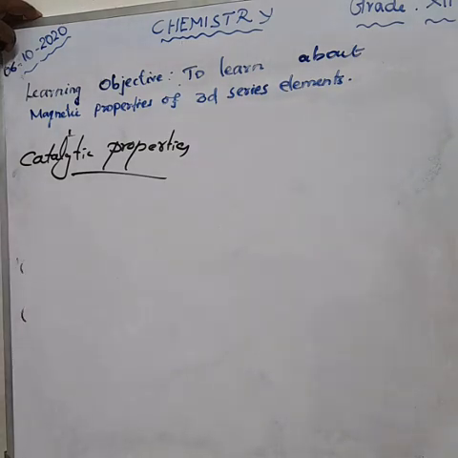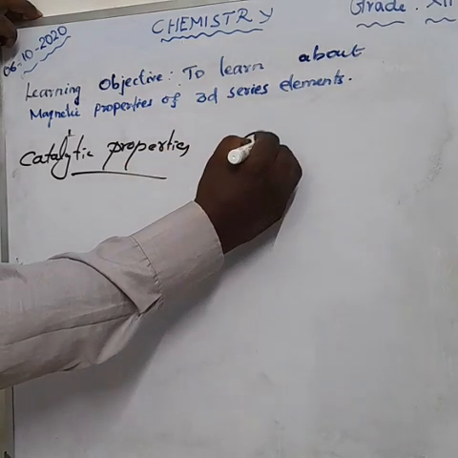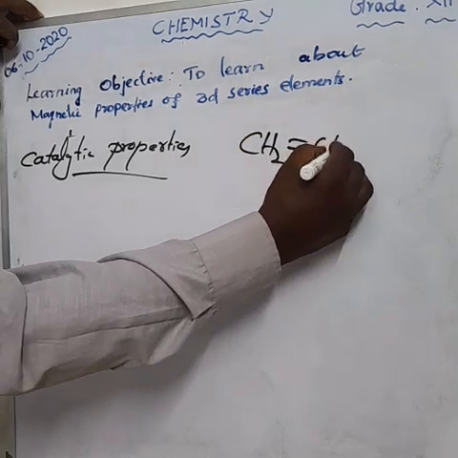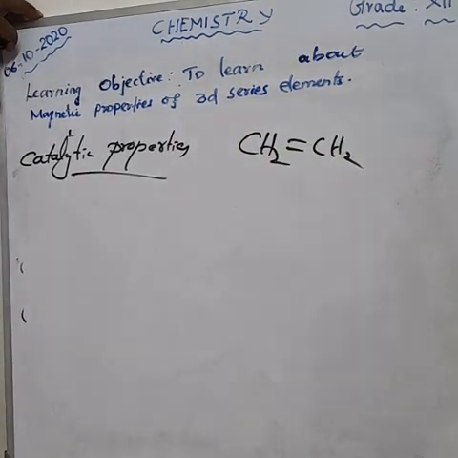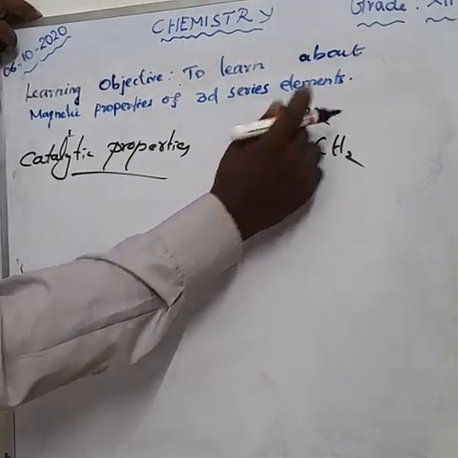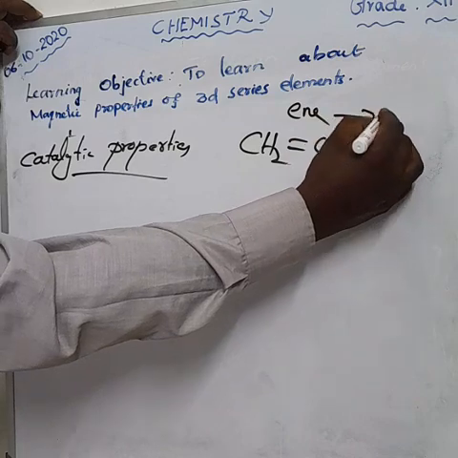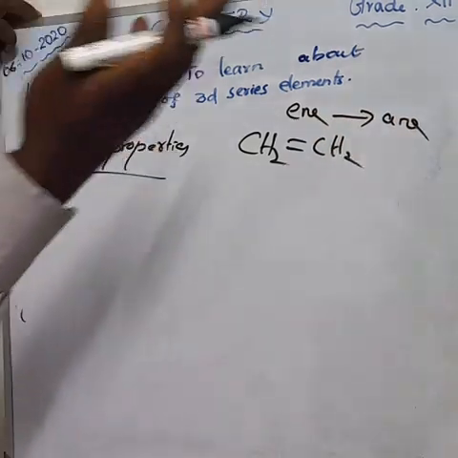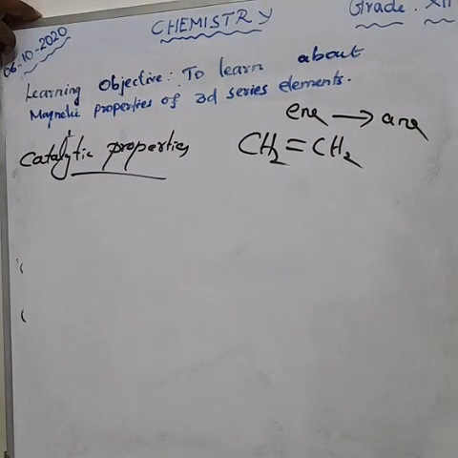What is the formula for alkene? CH2=CH2, am I right? We are taking alkene. Alkene is converted into alkane: the double bond, the -ene, is converted into -ane. This is alkane, CnH2n+2, am I right? This is the formula for alkane.